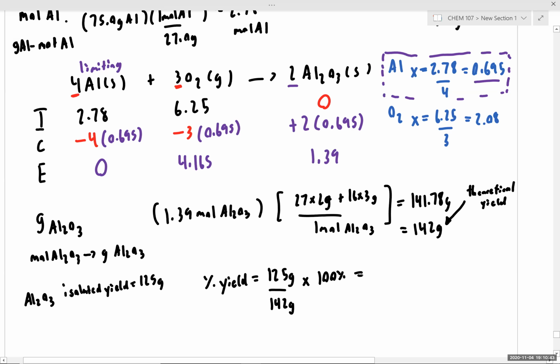Note, both of these masses are for aluminum oxide. So punching that into our calculator, we get 125 over 142 times 100, and that gives us 88.0% for our yield, which is pretty good. I mean, it's not perfect, but it's pretty high for a combustion reaction. Does this percent yield calculation make sense? This is the only thing that we've added to our discussion. We just compare the amount that we actually isolate to the amount that we would expect to isolate.